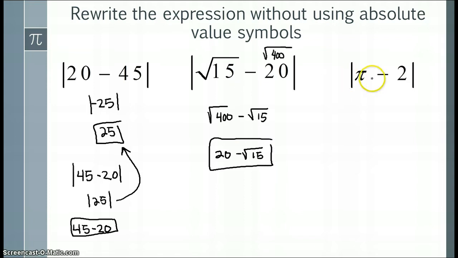For my third one, again, I'm going to look and see which number is bigger. Pi here is the number 3.14. So if I take pi and I subtract 2, the absolute value bars are actually irrelevant because 3 is already bigger than 2. So when I subtract them, I'm still going to get a positive number.